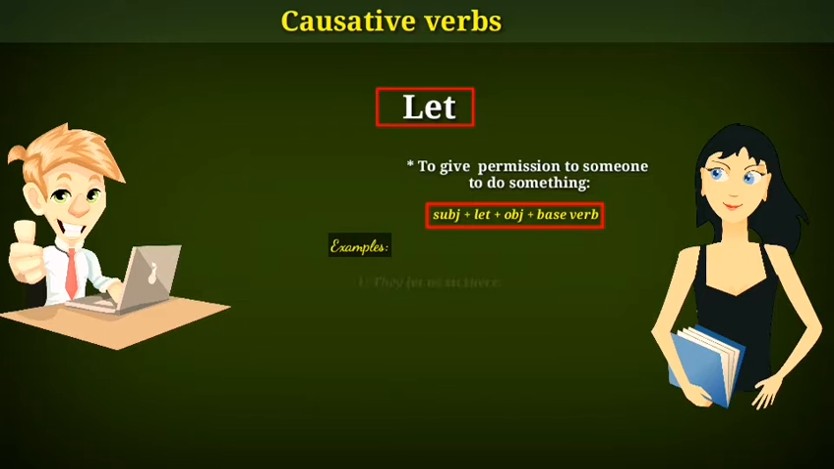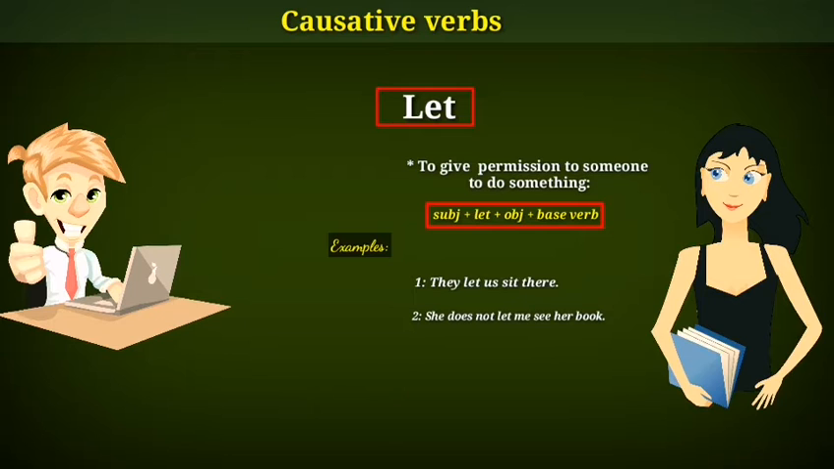For example, they let us sit there. Here in this example, the causative verb let is used, and it means that they allow us or permit us to sit there. Look at the second example. She does not let me see her book. Again, in this sentence, the causative verb is used and it means that she does not permit me to see her book. I can't see her book because she does not allow me.